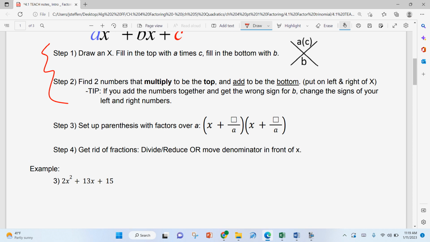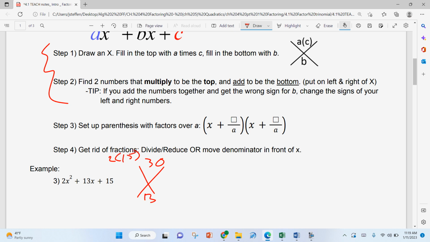Step 1, I'm going to set up an x, and the top number is going to be 2 times 15, your a times your c, so that's 30. Now, normally speaking, you guys probably won't write the 2 times 15. You'll just do it in a calculator and put 30 there. That's fine. And your bottom number is 13.